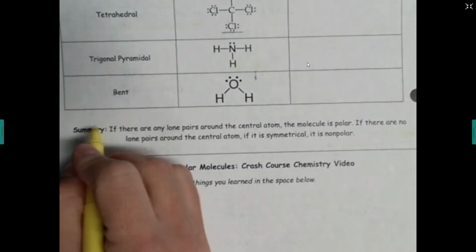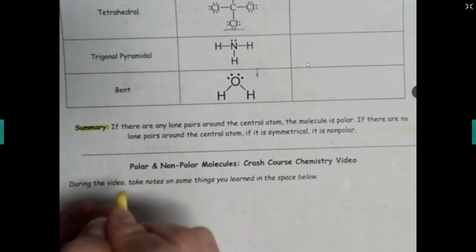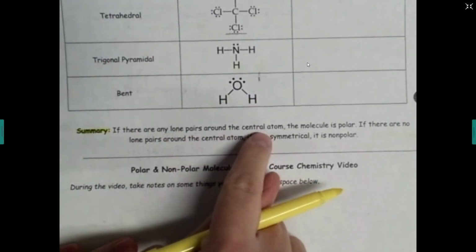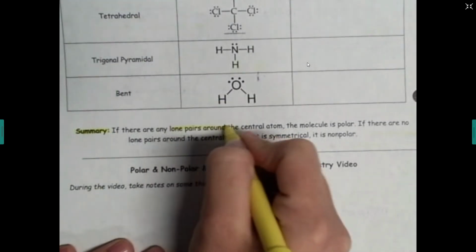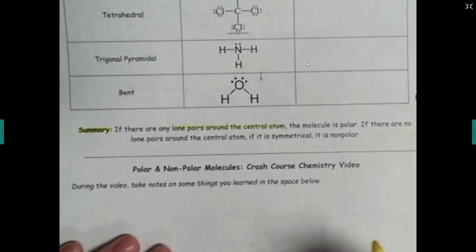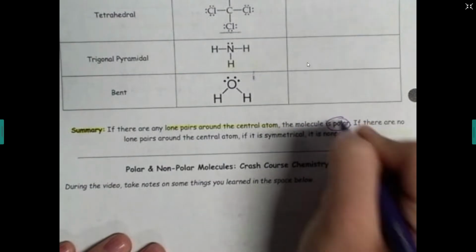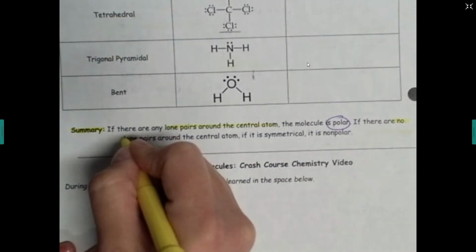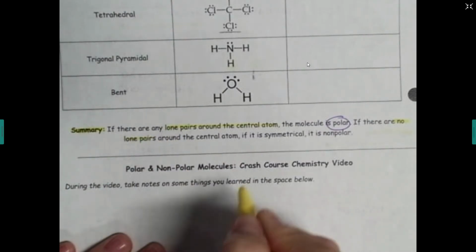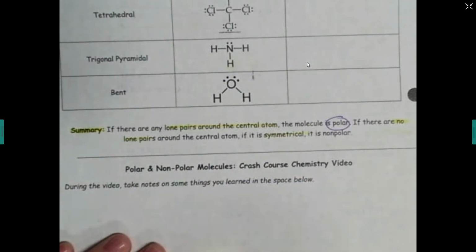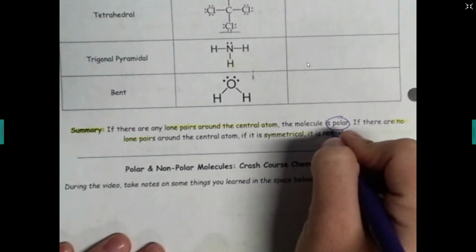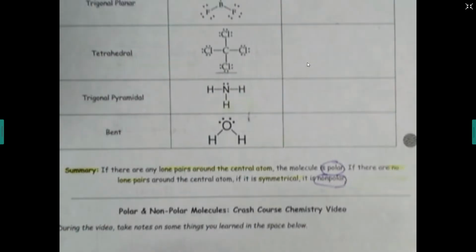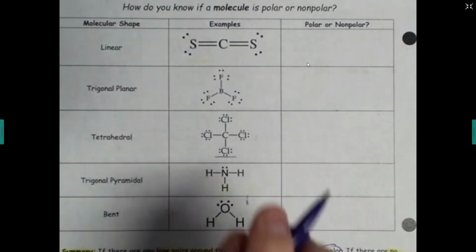Here's our summary. If there are any lone pairs around the central atom, the molecule is polar. If there are no lone pairs around the central atom, and it is a symmetrical molecule, it is nonpolar. Okay, so this is basically all you need to know. So let's practice.